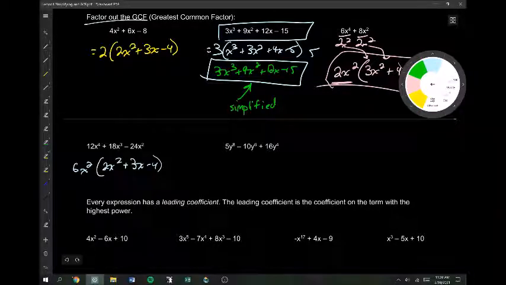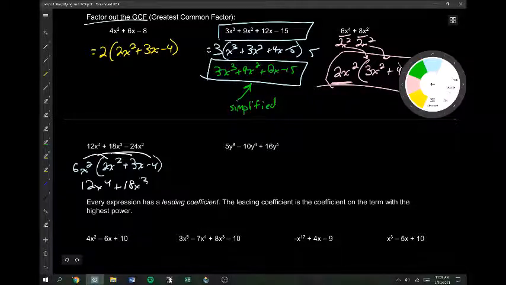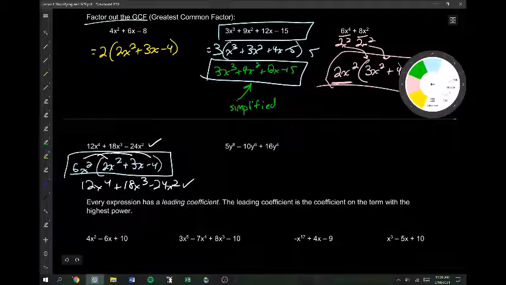The way that I would check is I would redistribute, and I would get 12x to the 4th plus 18x to the 3rd minus 24x squared, and those two things match, which means that my factoring was correct. My factoring checks.